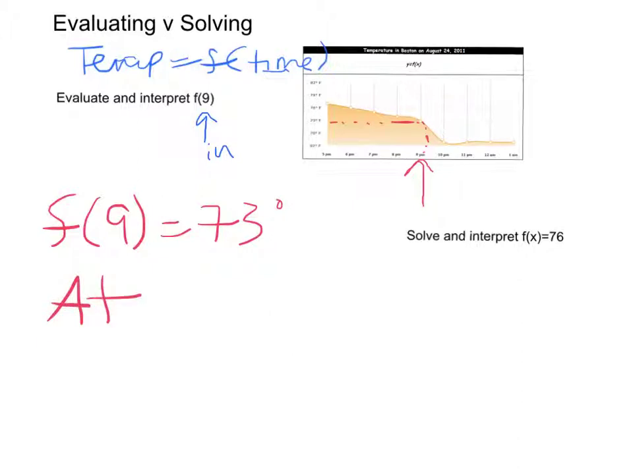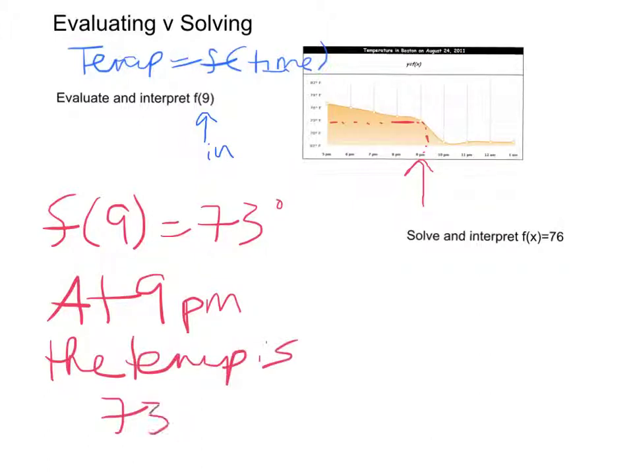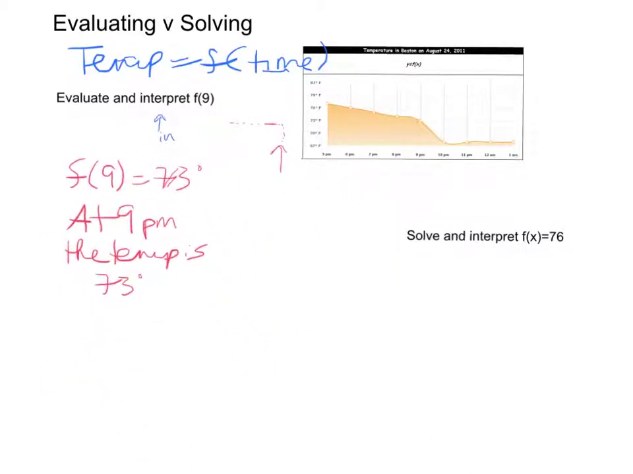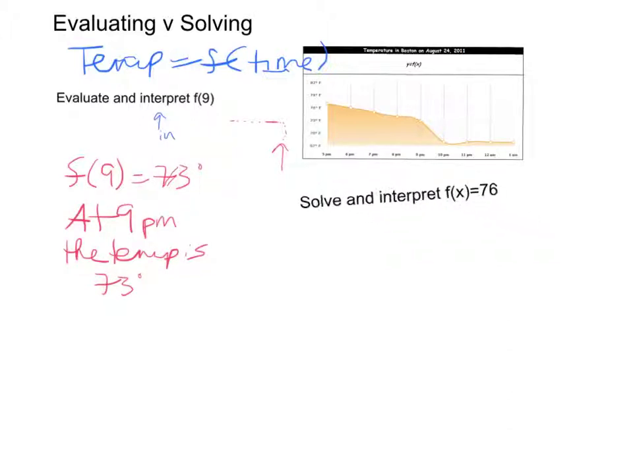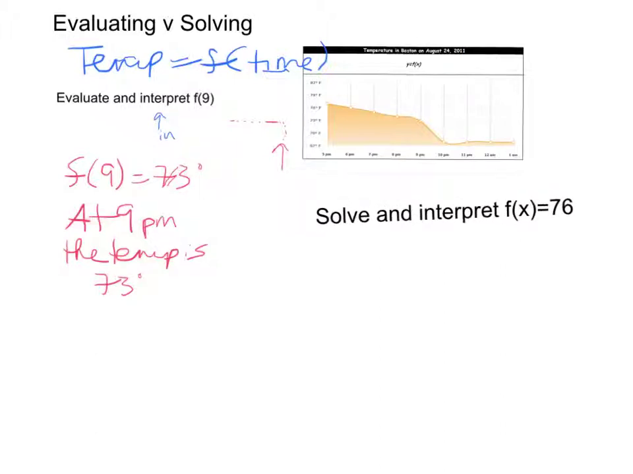We can say at 9 o'clock, in this case it's 9 p.m., at 9 p.m. the temperature is 73 degrees. I'm going to assume that that's Fahrenheit. Solving in function notation is slightly different because we're given an output value as opposed to an input value. So when it says to solve and interpret f of x equals 76, we're really asked a question.